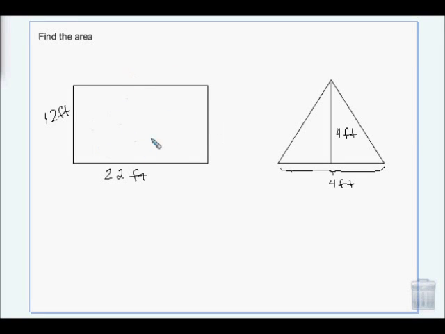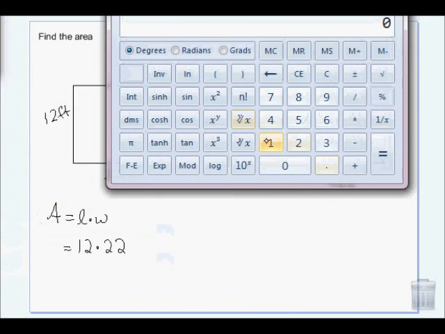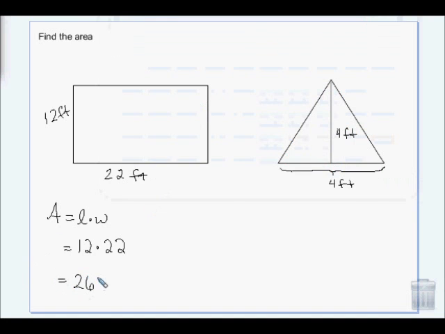Area of a rectangle or square, we multiply length times width. So we're going to do 12 times 22. 264. And it's square feet.